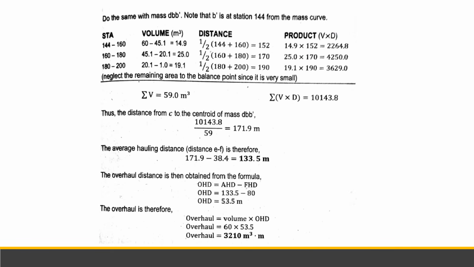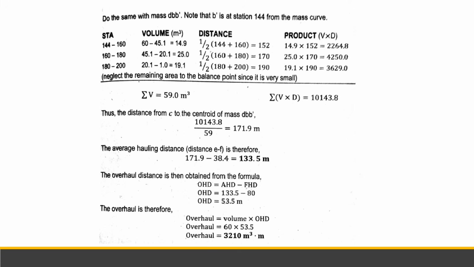So for the other side, we also do the same with mass DBB prime. So note that B prime is at station 144 from the mass curve. If we project our B downward, that is B prime, located somewhere at 144.